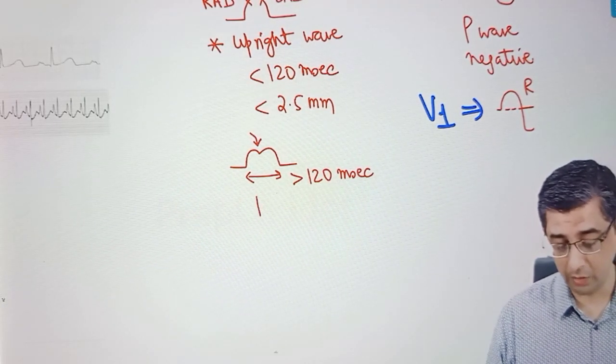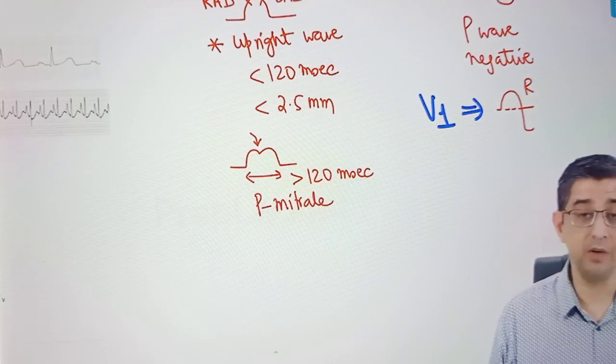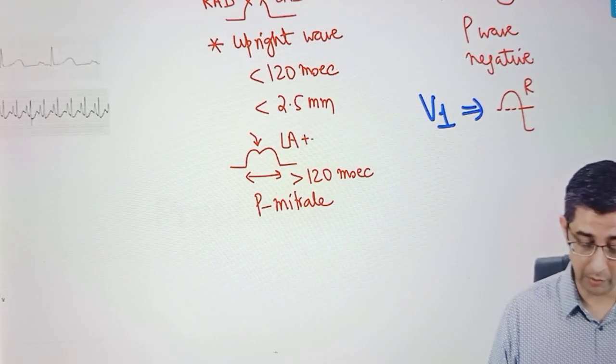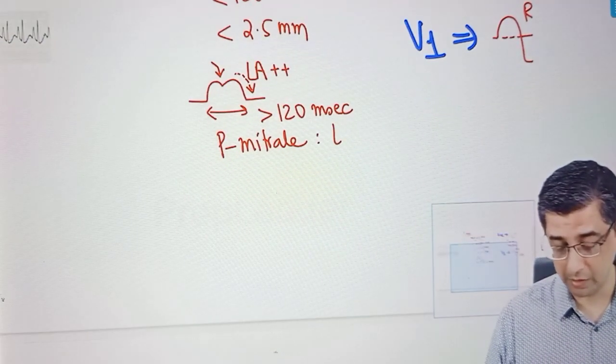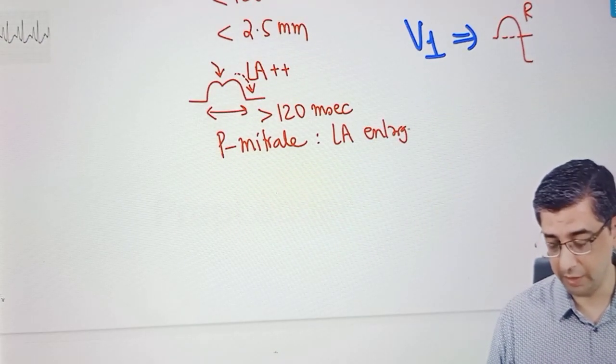If the duration of the P wave is more than 120 milliseconds, that is about 3 small squares or more, then it is technically called P mitral. Well, what does P mitral signify? It signifies that the left atria of the patient is dilated, so the current will take more time to go across this dilated left atria, and that is why they usually ask you what P mitral signifies. You just need to answer LAE, that is left atrial enlargement.